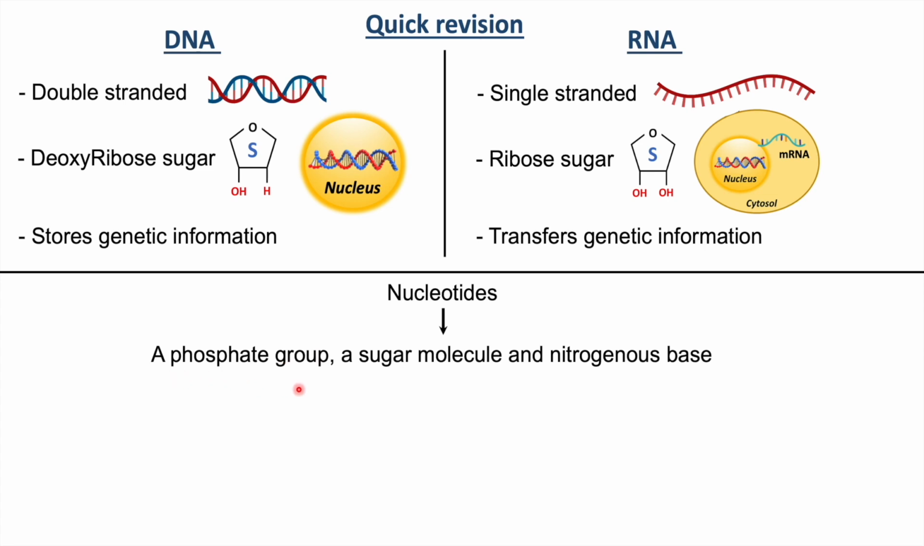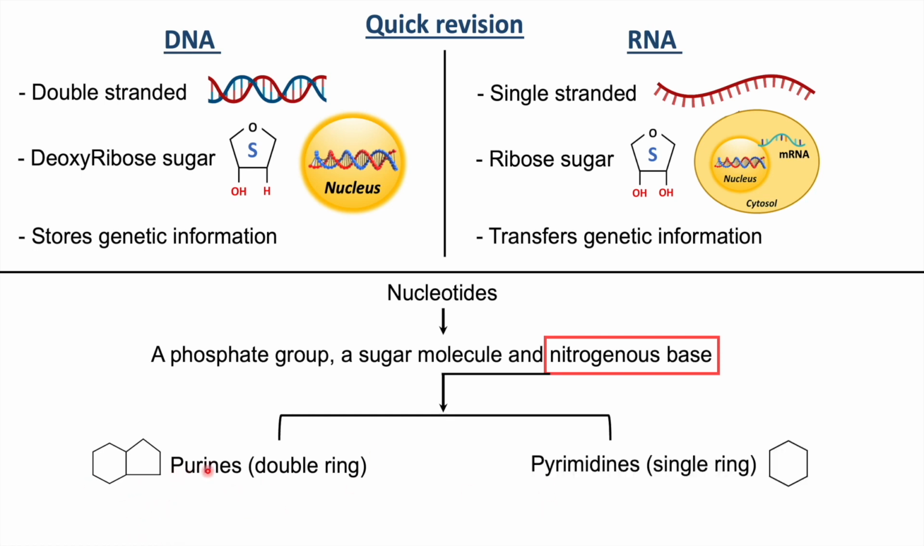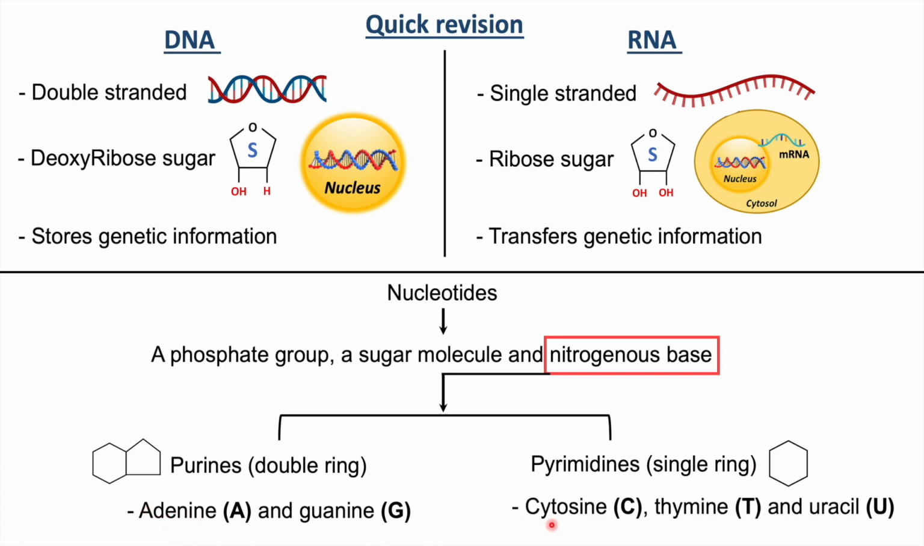Now DNA and RNA are made up of nucleotides, and these nucleotides contain a phosphate group, a sugar molecule, and a nitrogenous base. And furthermore, there are 2 forms of nitrogenous base: purines and pyrimidines. Purines are double ring, and like I said before, purines are shorter name and longer structure. Pyrimidines are longer name and shorter structure, that is a 6-member ring, and that means it's a single ring. Purines contain adenine and guanine, whereas pyrimidines contain cytosine, thymine, and uracil.